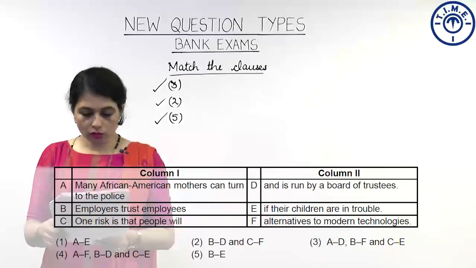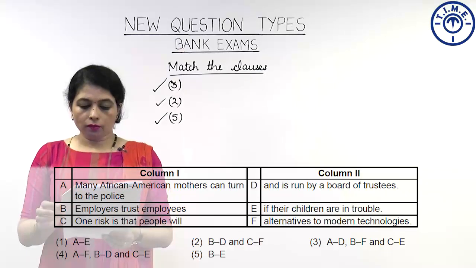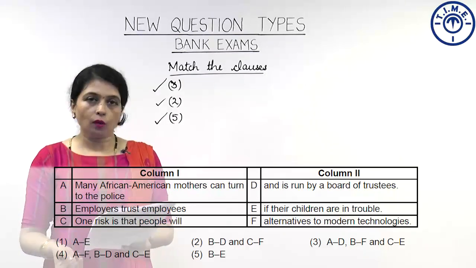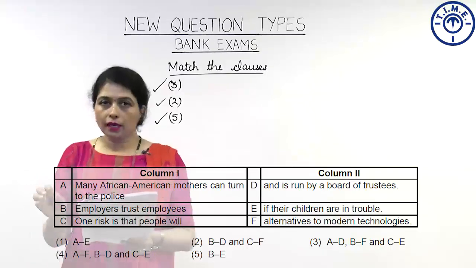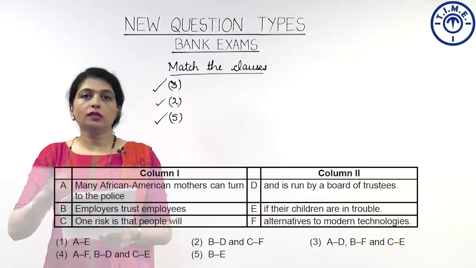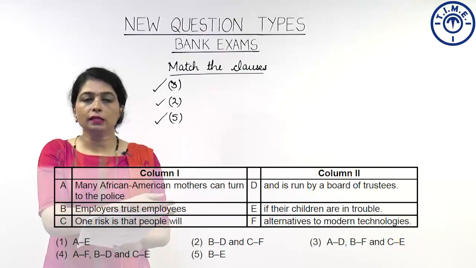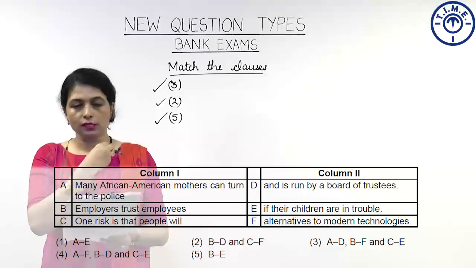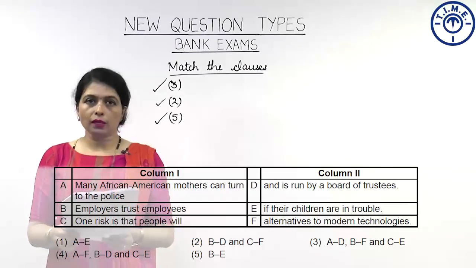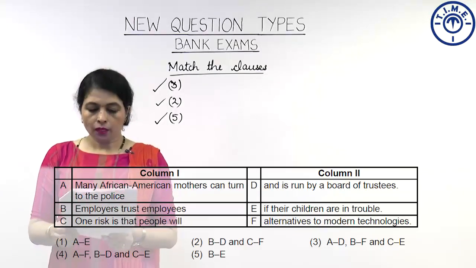We need to move down to E now. Can turn to the police if their children are in trouble. Now, doesn't this complete the idea? We are talking of mothers, we are talking of children, and children in trouble would definitely need mothers to turn to the police. So A together with E is a meaningful and grammatically correct sentence.